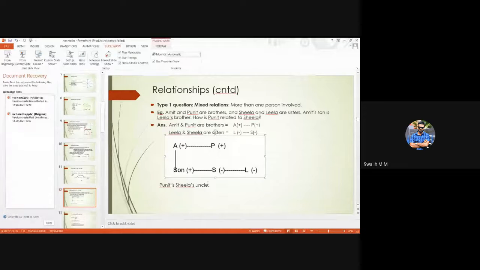You need to remember how this is given. If it asks how Sheila is related to Punit, you will write the other way. Here it is given how is Punit related to Sheila, so Punit is Sheila's uncle. And if it asks how Sheila is related to Punit, you write niece.